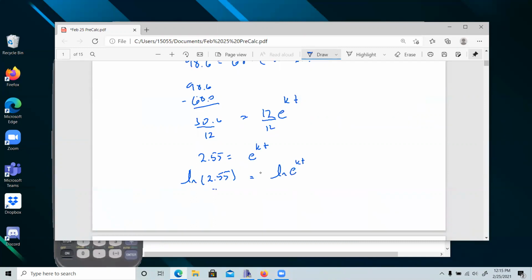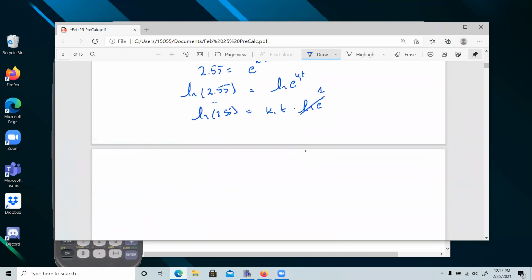This is going to be a number that's positive, okay? So we're going to have k, which we know, right? We know that k times e to the e, which is 1. We'll try to solve for the k, equals natural log 2.55. And then what we're going to do is we're just going to say t is equal to the natural log of 2.55 divided by k.